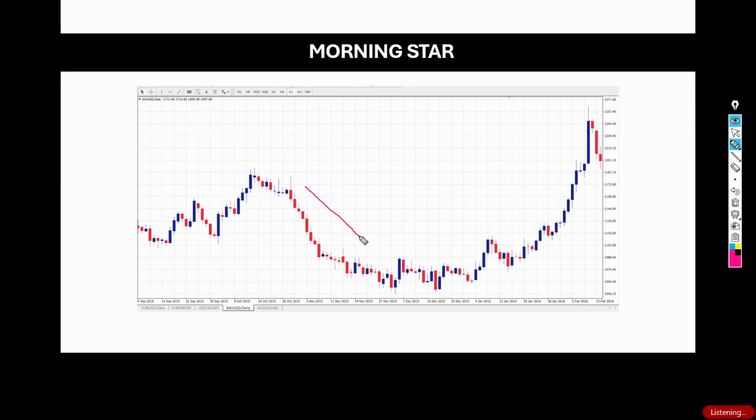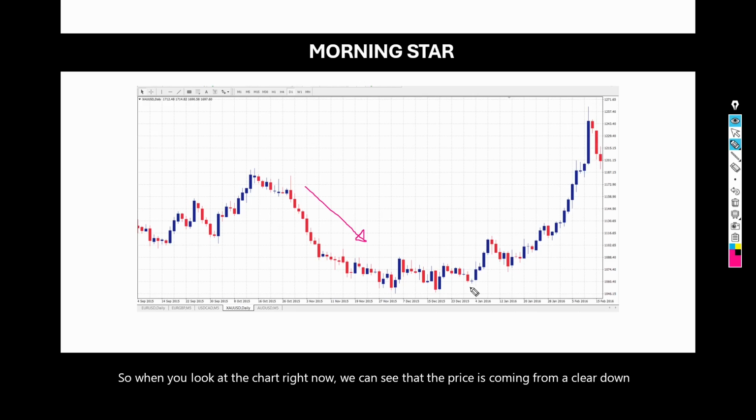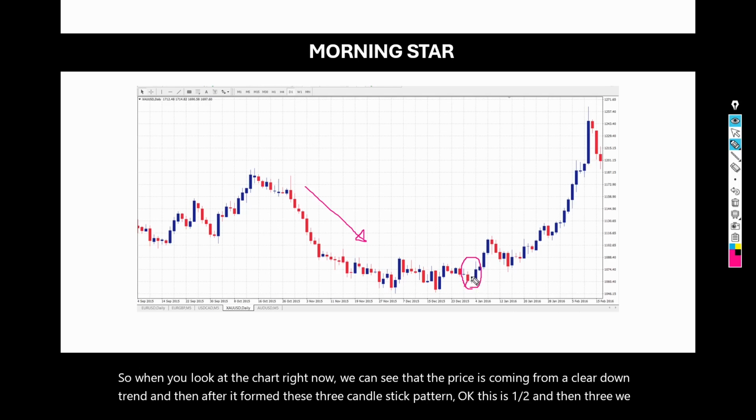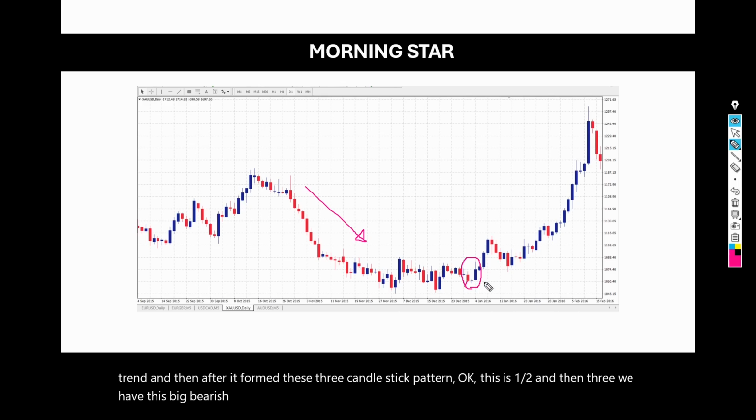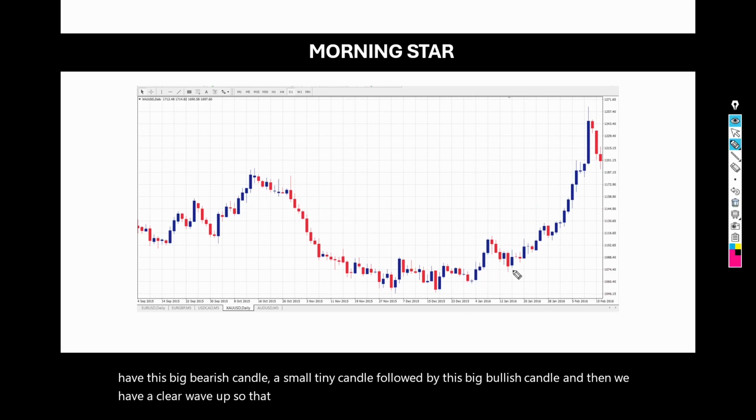So when you look at the chart right now, we can see that the price is coming from a clear downtrend, and then after it formed this 3 candlestick pattern. Okay, this is 1, 2, and then 3. We have this big bearish candle, a small tiny candle followed by this big bullish candle, and then we have a clear wave up. So that candlestick pattern formed by 3 bars is what we call a morning star pattern.